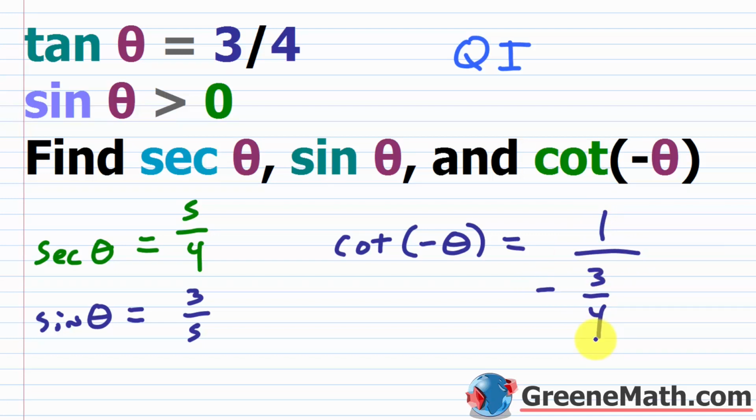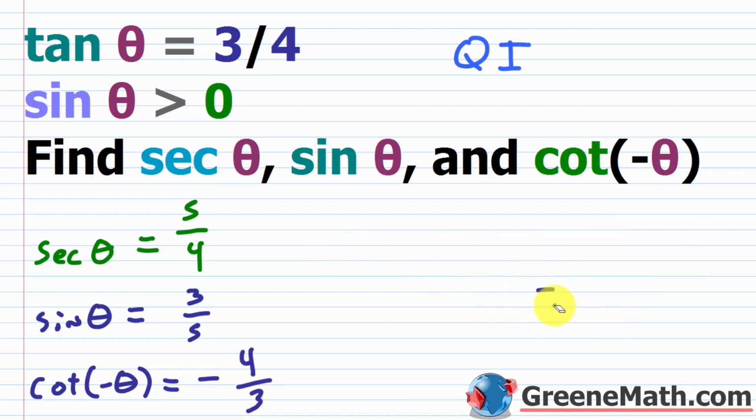So to finish this up, I'm just going to flip this and say that the cotangent of negative theta is going to be equal to the negative of, flipping again, 4/3. So those are going to be your answers here, okay? The secant of theta is 5/4, the sine of theta is 3/5, and the cotangent of negative theta is negative 4/3.